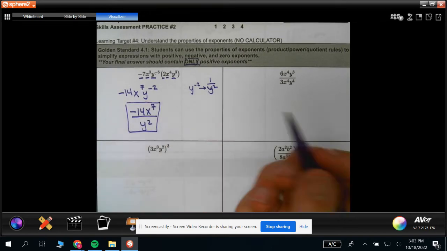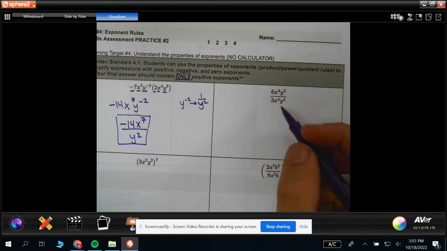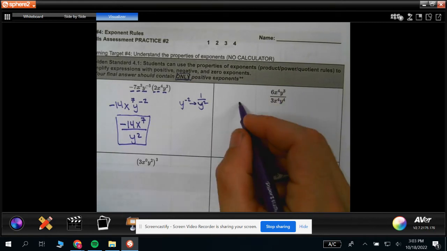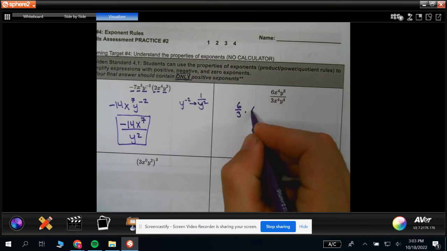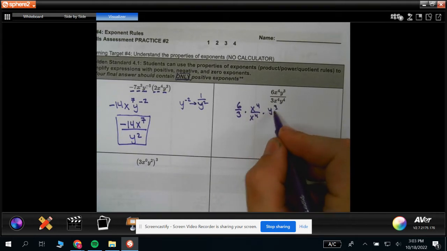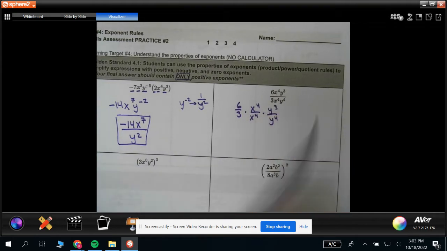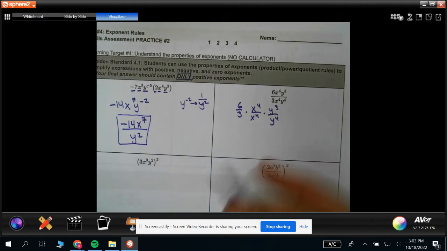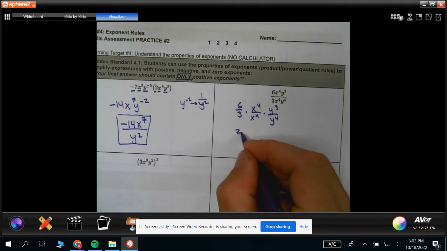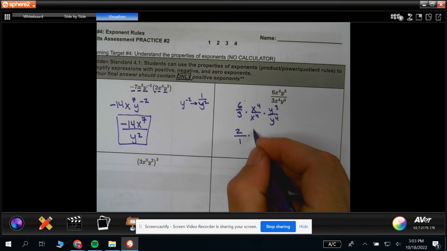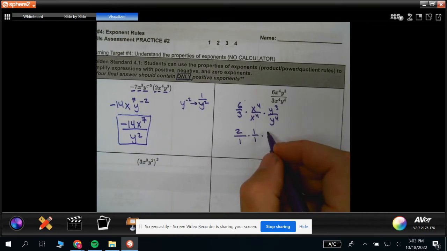Next one. We got to look at a fraction here. Treat each part, break it up. So I've got 6 over 3 times x to the 4th over x to the 4th times y cubed over y to the 4th. Treat each variable separately. 6 divided by 3 is 2 over 1. X to the 4th over x to the 4th is 1 over 1. Y cubed over y to the 4th is 1 over y.